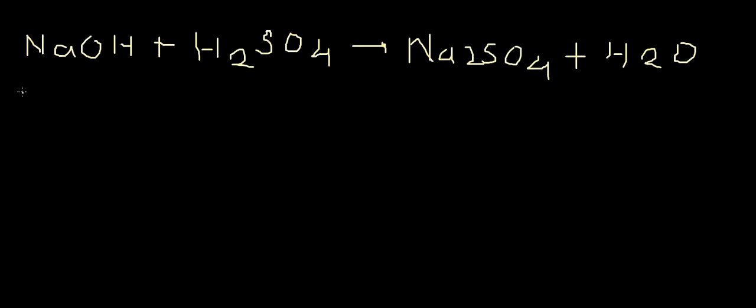That is, we need to make the number of atoms on the LHS side, or the left side, and the RHS side, the right hand side, equal. So this is my LHS side, left hand side, and this is my RHS side. We have to balance the chemical reactions by making the number of atoms on both sides equal. So let's note down the atoms on the left hand side.